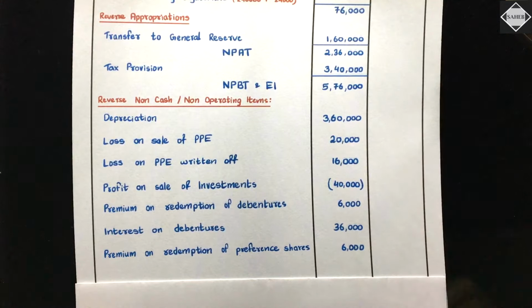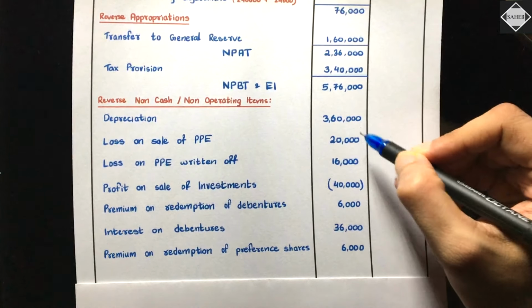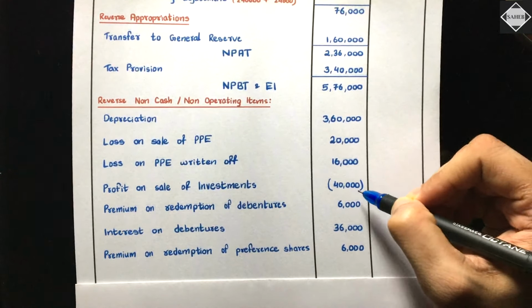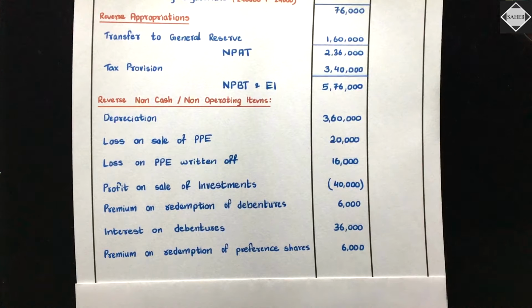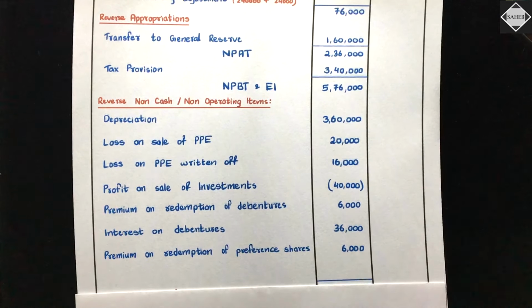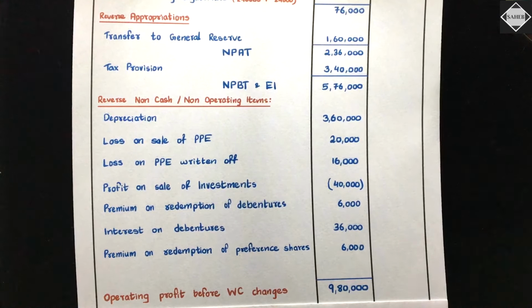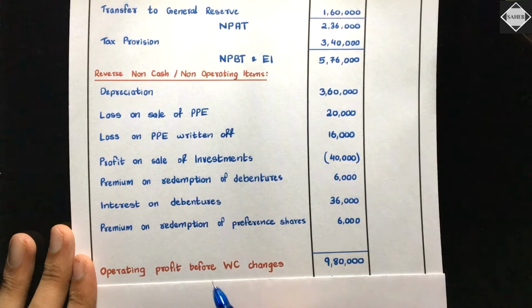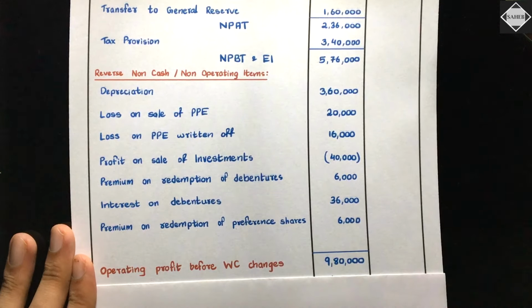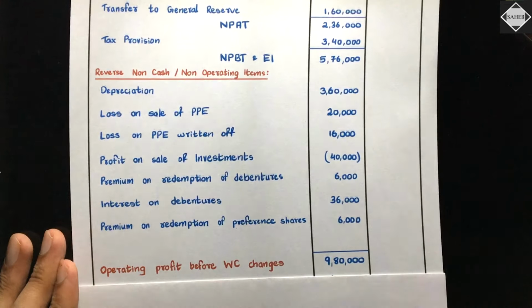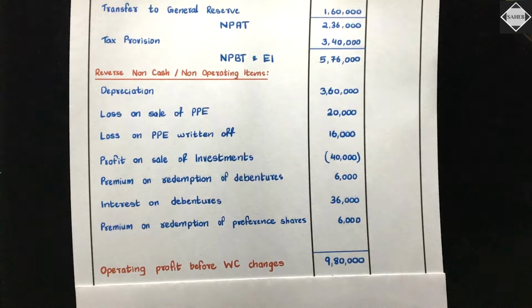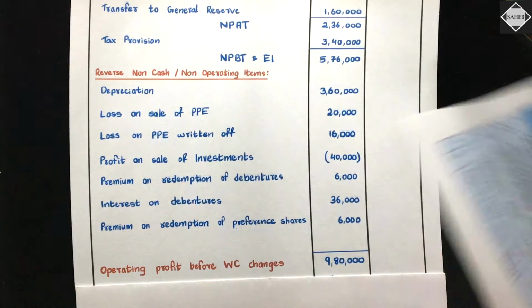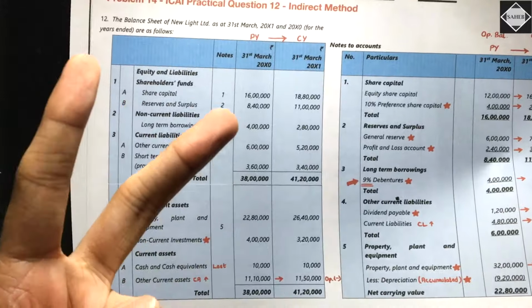So you will just make a sum of this. 5,76,000 plus 360 plus 20 plus 16 minus 40 plus 6 plus 36 plus 6. That is equal to 9,80,000, which is nothing but what we call operating profit before working capital changes. Then you do working capital changes, right? To do working capital changes, you have to go to the question and find current assets and current liabilities.